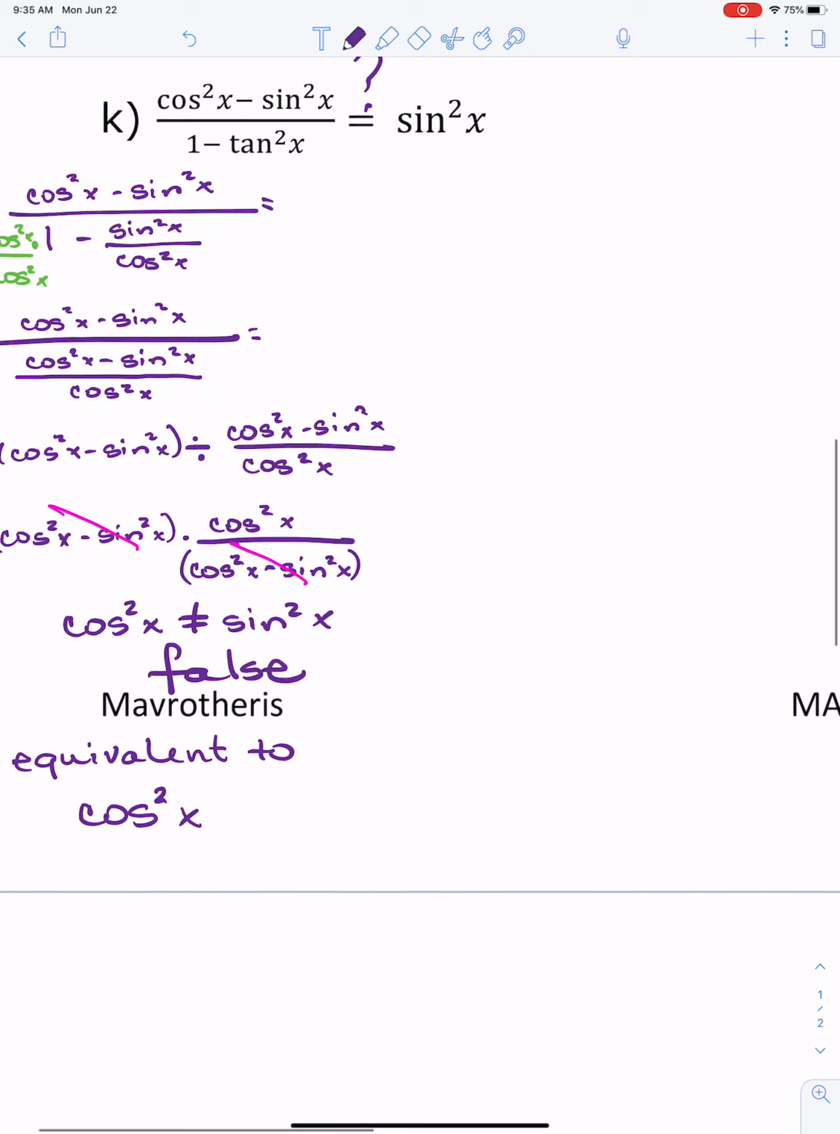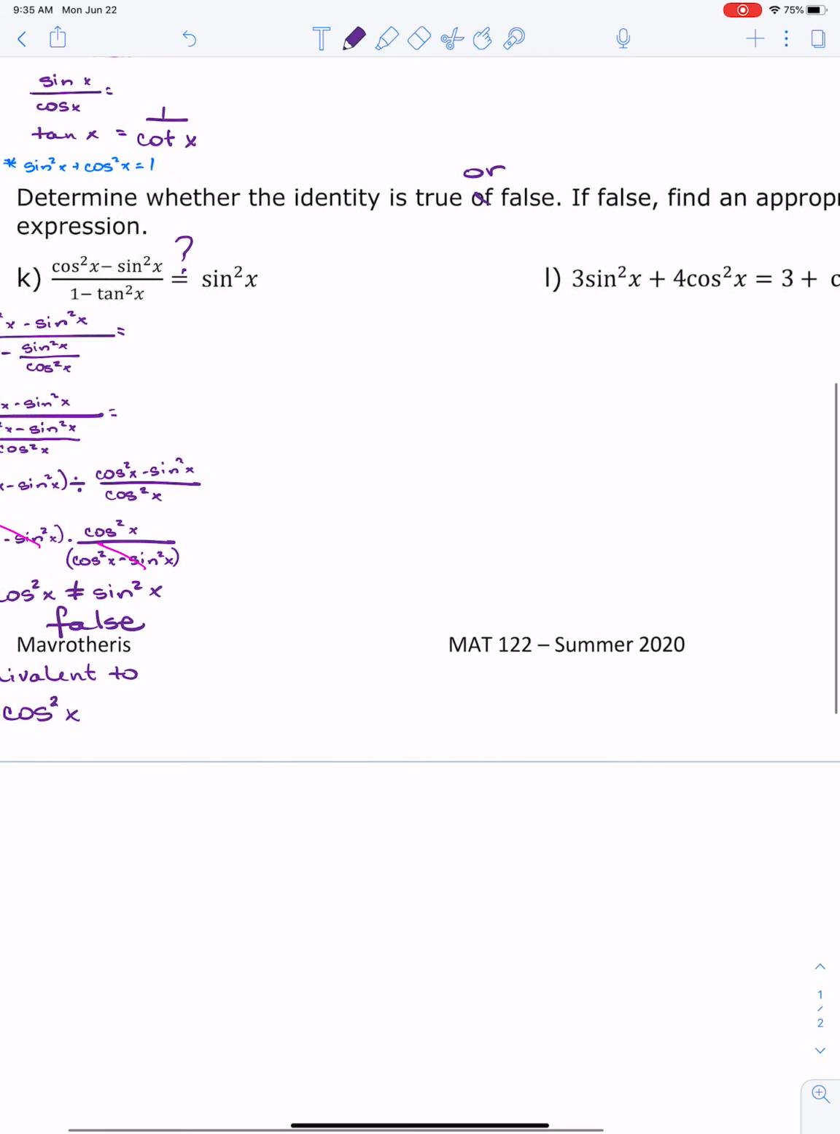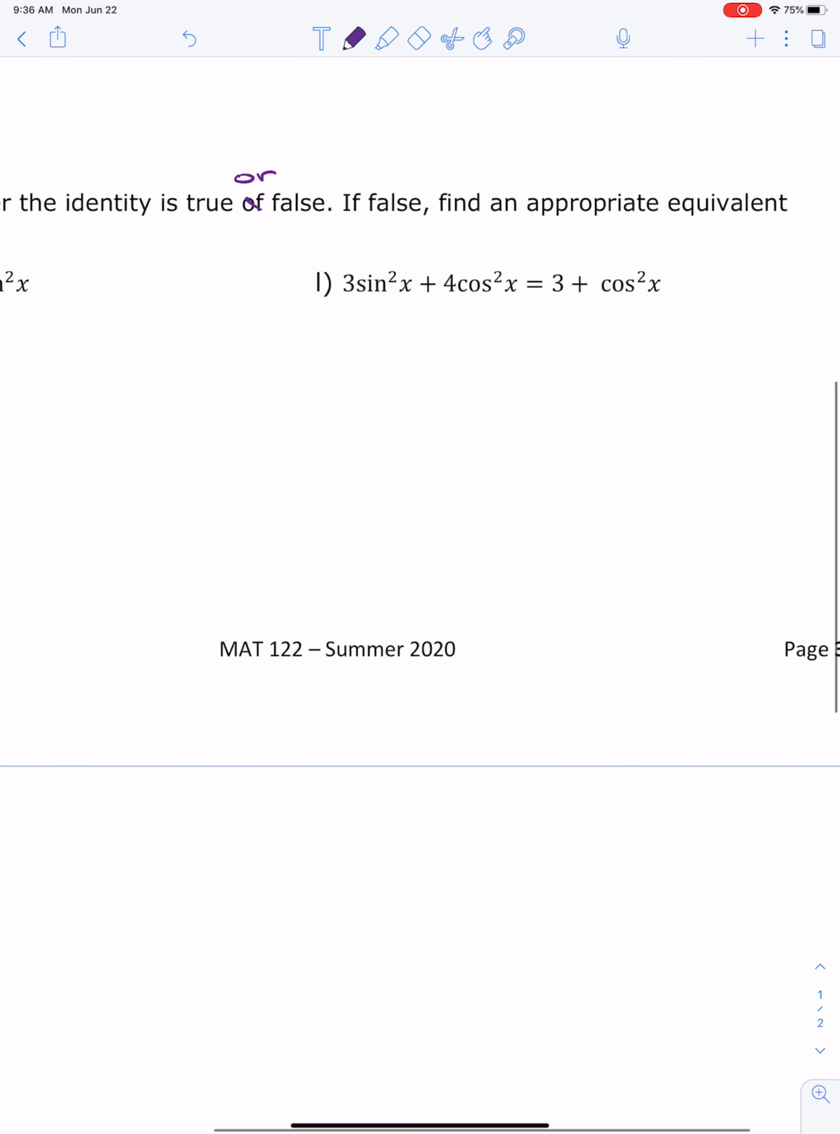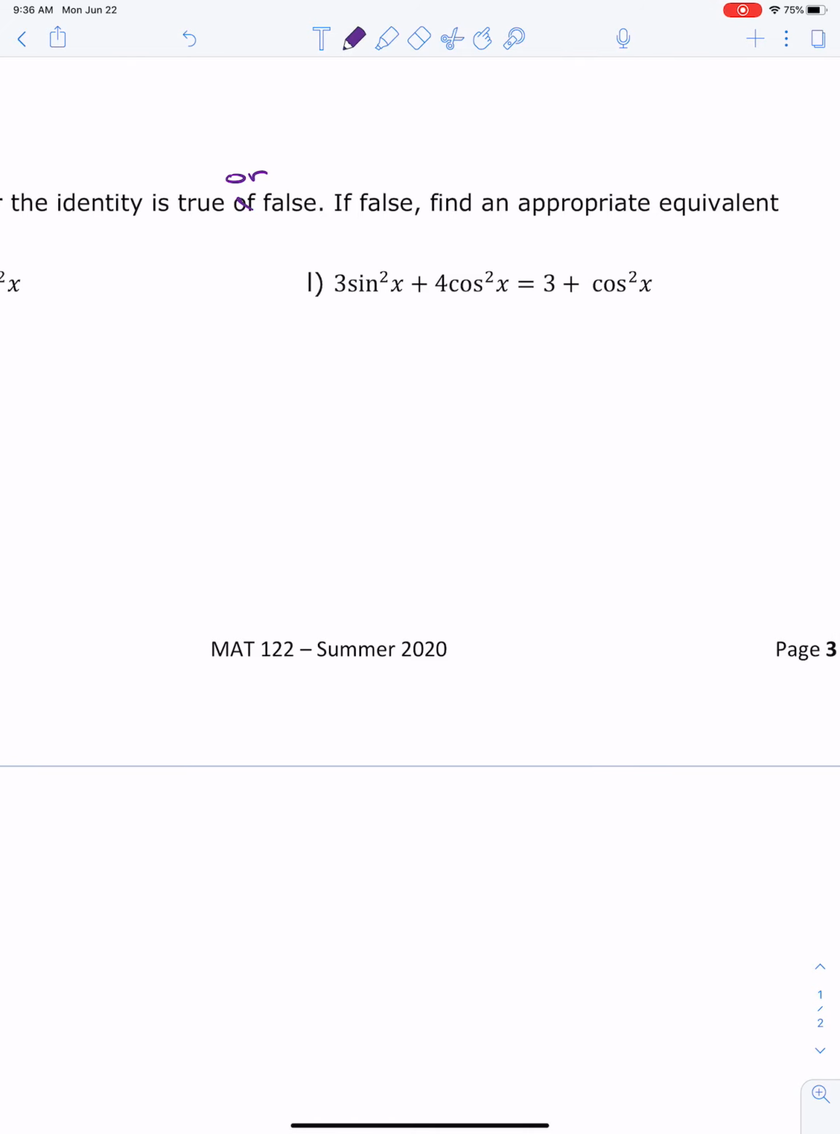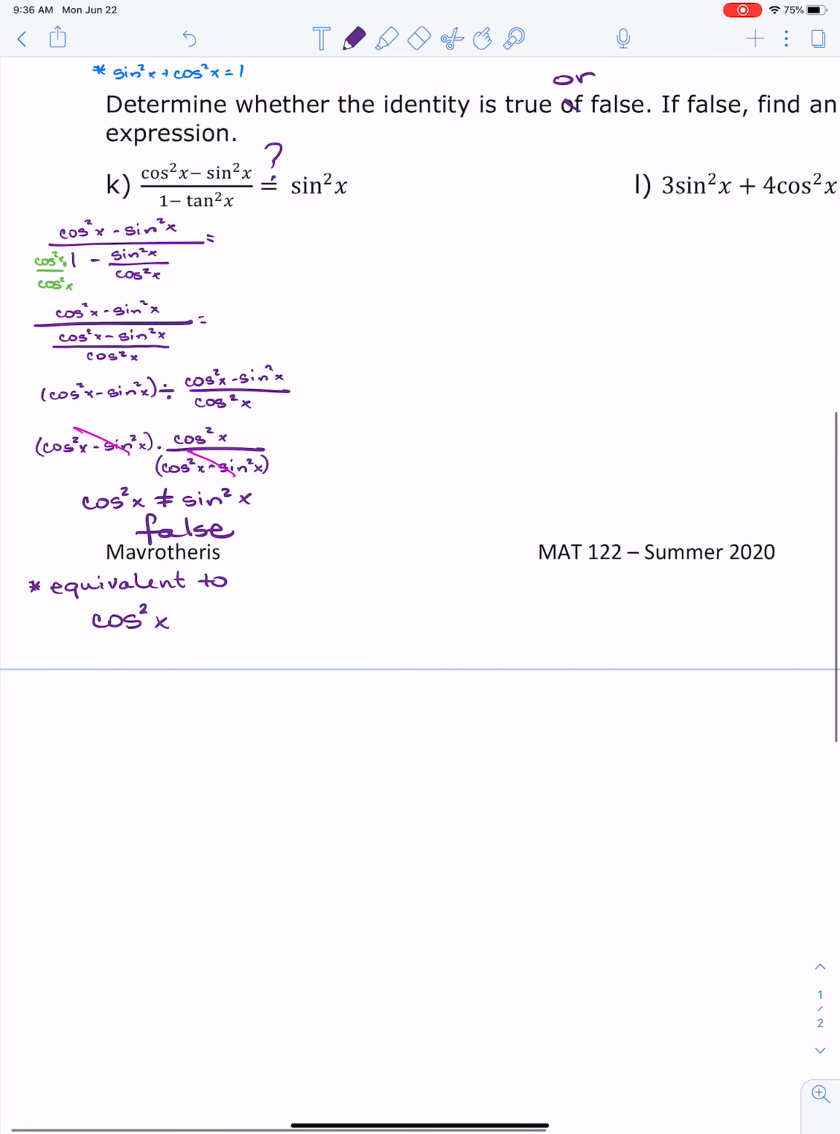And that was the second part of what you were asked, right? Determine whether the identity is true or false. If false, find an appropriate equivalent expression. So here's our equivalent expression, cosine squared x.